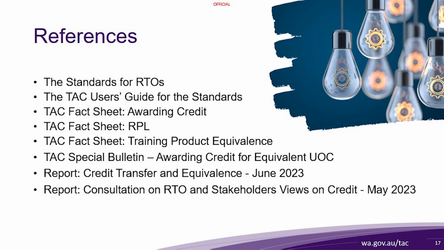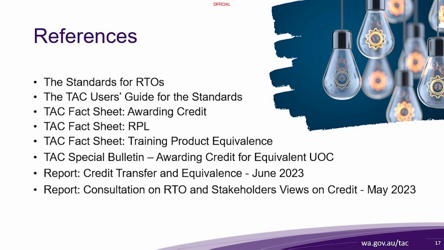So we have references that you need to be able to go to. Of course, the standards for RTOs provide an overall umbrella description of what is required. And the integrity of the training products is very much part of all of the components of those standards. There is a TAC user's guide to the standards, which you can use to particularly look, for example, at clause 3.5, which relates to credit transfer. There is a TAC fact sheet on awarding credit, and there is a TAC fact sheet on RPL, and there is a TAC fact sheet on training product equivalence.